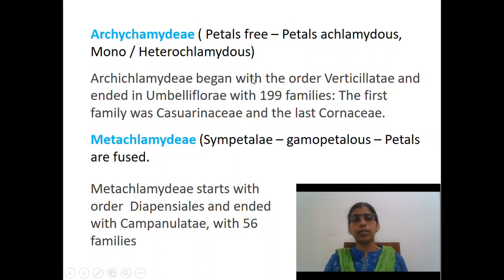Among the Archiclamidae, they placed the naked flowers first, then passed on to those with sepaloid perianth. Archiclamidae began with the order Verticillatae and ended in Umbelliflorae with 199 families. The first family was Casuarinaceae and the last Cornaceae. Metaclamidae starts with the order Diapensiales and ended with Campanulatae with 56 families. The first family was Diapensiaceae and the last Compositae, that is Asteraceae.